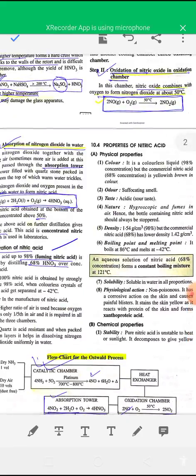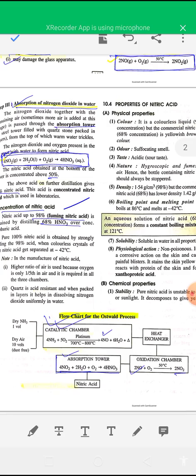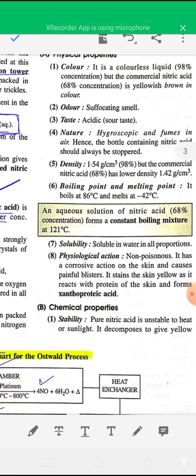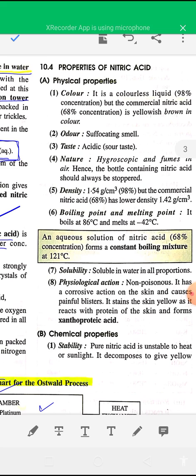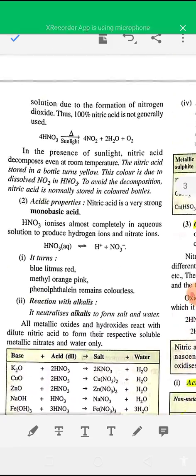Now see, some physical properties and chemical properties of nitric acid are given. Nitric acid is a colorless liquid, and it has a suffocating smell, and it is acidic in nature. And the chemical properties of nitric acid are mainly important.